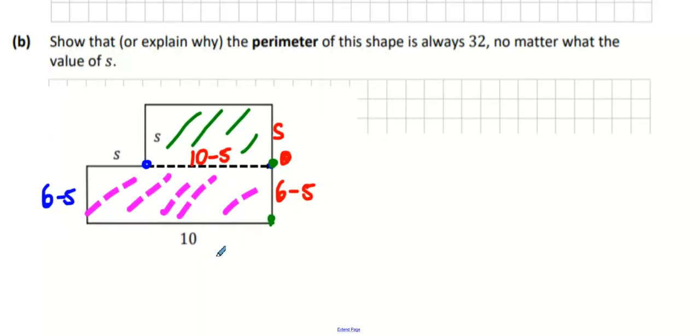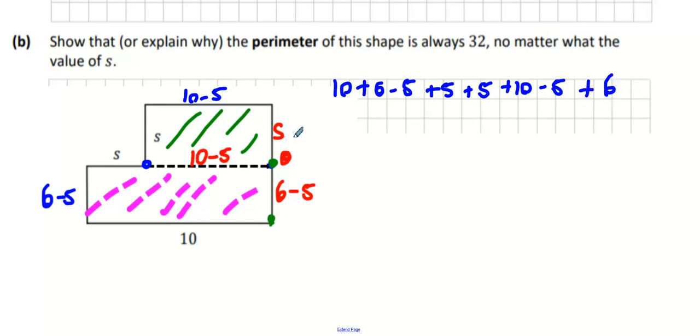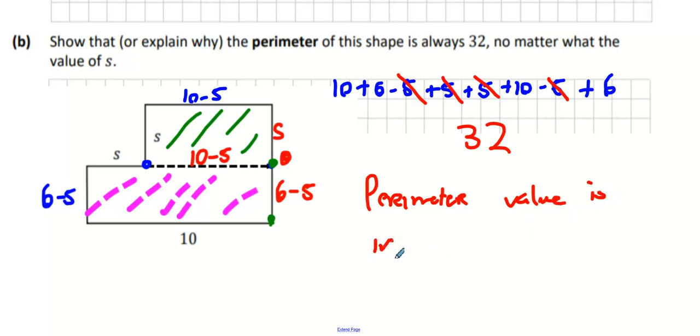Okay, so we have 10 plus 6 minus s plus s plus another s plus 10 minus s, and then from here to here will be a 6, because s plus 6 minus s is 6, and then we start off with the 10. So let's see if all the s's cancel. Minus s plus s plus s minus s, no bother. 10 plus 6, 10 plus 6, 32. It will always be 32. The perimeter value is independent of s, which means it doesn't have an s in the answer. So if this was 32 plus s, it wouldn't be independent of s, it would have s in it.